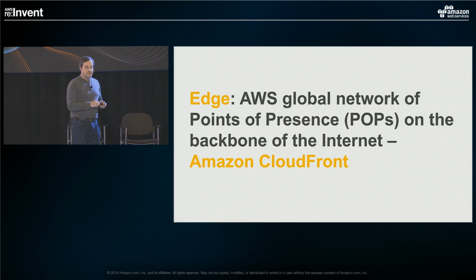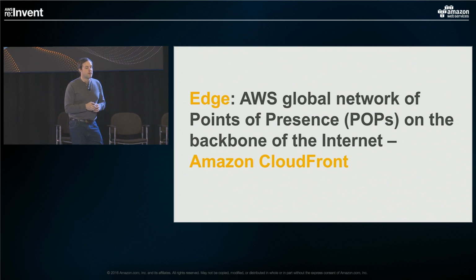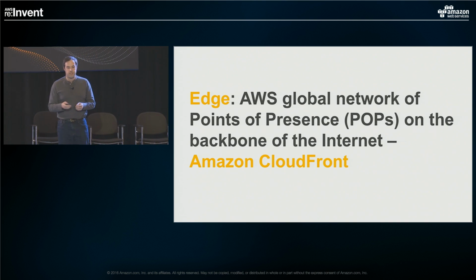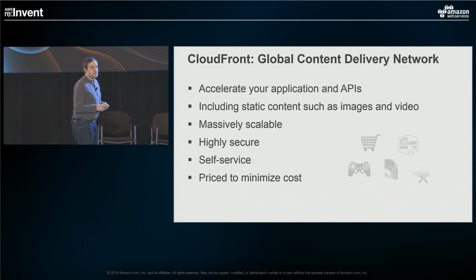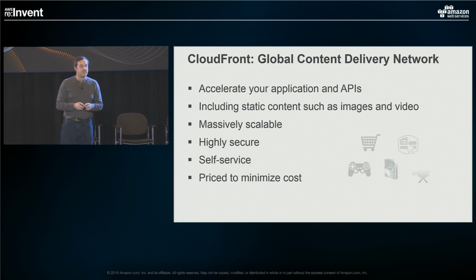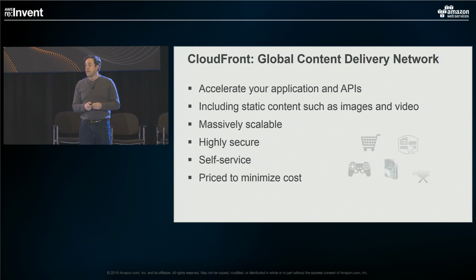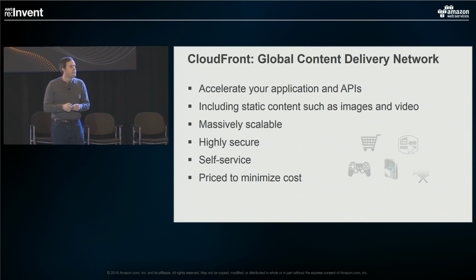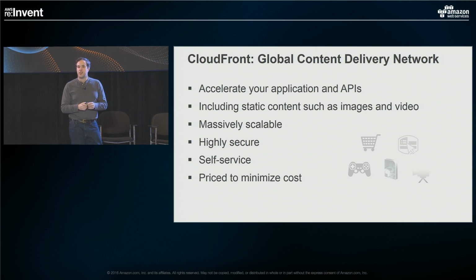So this is where the edge comes in. When we're talking about the edge in this context, it is the AWS global network of points of presence, or POPs, that we connect to the backbone of the internet, which is Amazon CloudFront. Amazon CloudFront is a global content delivery network which accelerates your applications and APIs. It's massively scalable and very secure, completely self-service, like all AWS services. We charge the same for HTTP and HTTPS requests, and it's priced to minimize cost and simplify billing. So instead of having to worry about what the peak of your traffic may look like, you pay only for the data transferred.